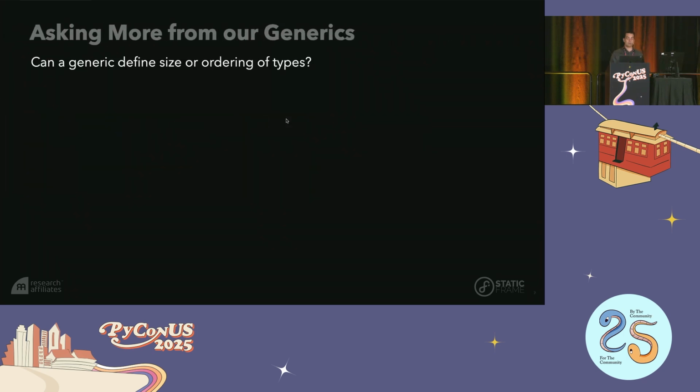So we might ask more from our generics. I've shown you a couple simple generic examples, but what more might we want to do with our generics? For example, might a generic be able to define the size of a sequence? Or might a generic be able to specify an ordering of types within a sequence?